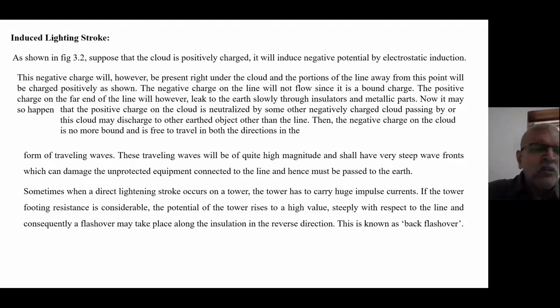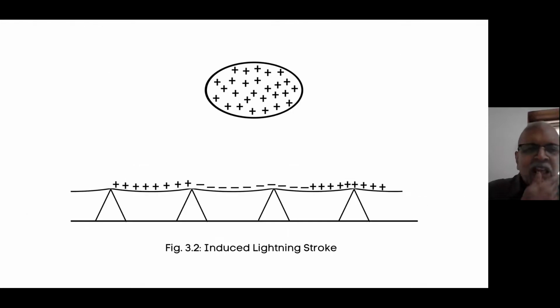Induced strokes are very common because induction will occur. So, after all, what you have to think about is the protection of the insulation of a transmission line or any equipment against basically the induced lightning stroke. The induced lightning stroke is explained here in figure 3.2. I have got a positively charged cloud. Just below that, the transmission line is negatively charged. But as you see, we have got a magnet. One end is north, another end is south.